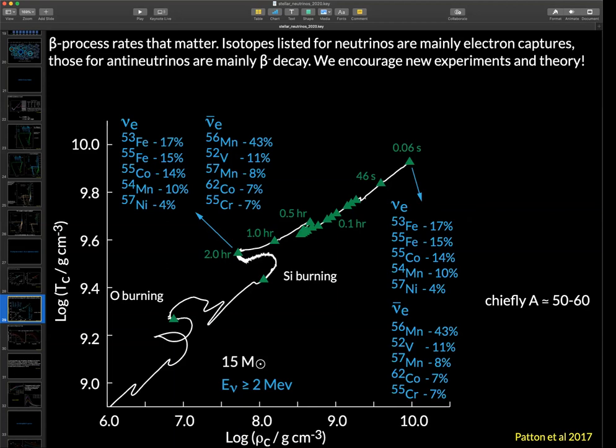There are some lovely tables, highly detailed, in Patton et al., describing this at all those various triangles as the time goes on. I would like to hear from my experimental colleagues, particularly as FRIB comes online: this is an explicit listing of reactions that matter. Can these be done at FRIB? Can these be done at other facilities? What is the theoretical state of these weak reaction rates in producing neutrinos? So there's a call out to my experimental colleagues.